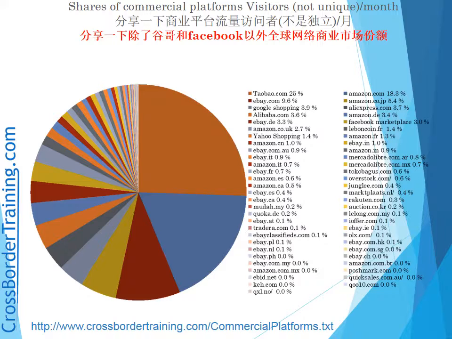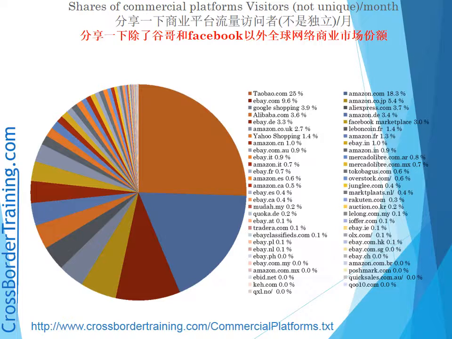The second biggest one is Amazon.com. After that it's eBay.com. So these three platforms, Taobao.com, Amazon.com, and eBay.com, have more than 50% of the world traffic on commercial platforms. They accumulate more traffic than all the other commercial platforms around the world. So for these three platforms, you need to be on them. You really must. You cannot avoid them.